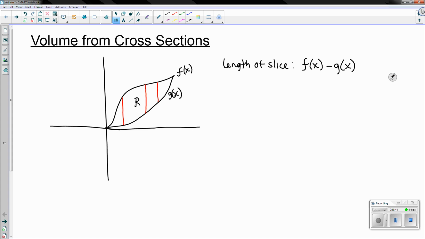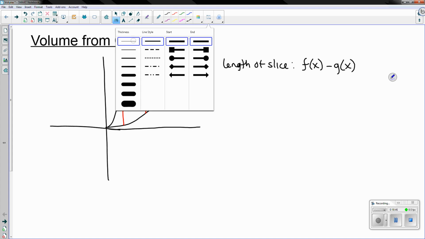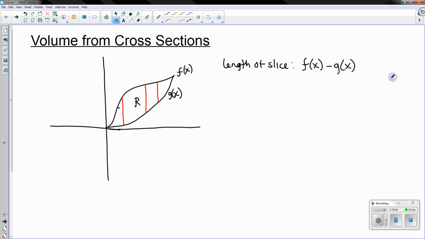If they tell us that the slices need to be made perpendicular to the y-axis, then we now have to reformat our functions in terms of y as opposed to defined in terms of x. So this function that's to the left, f of x, we would need to rewrite in the form of f of y and g of y.